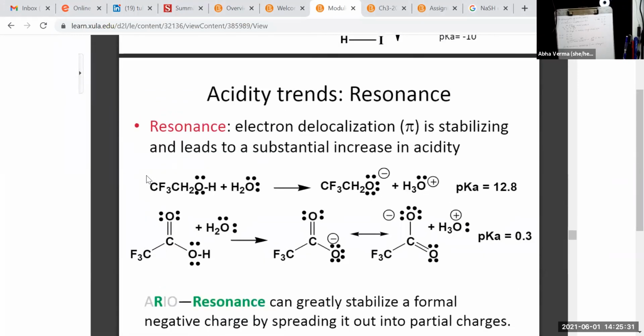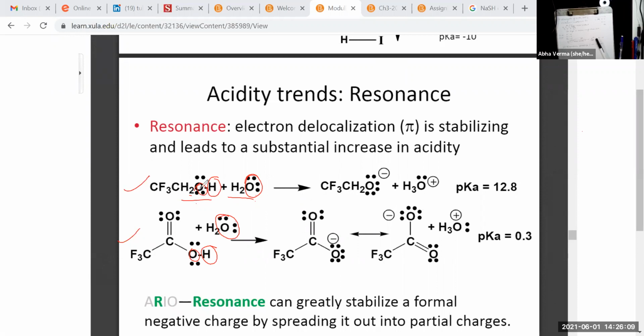If you look at these two structures, this oxygen and this oxygen, in these two separate chemical reactions, where is the acid and where is the base? In both of these cases, the acidic hydrogen is right here, whereas the basic atom is right here. In this case also, the acidic atom is right here and the basic atom is right here.